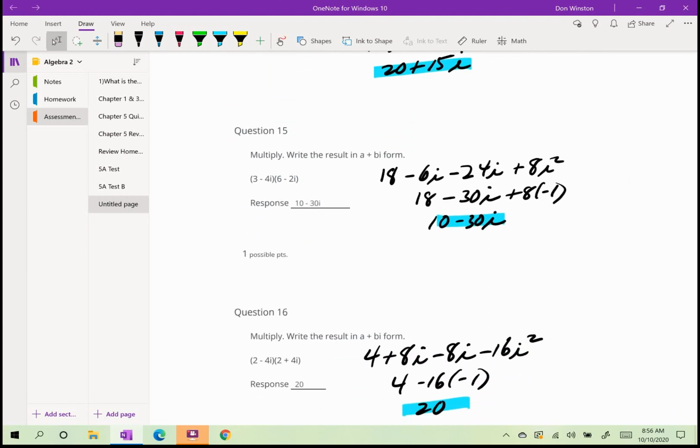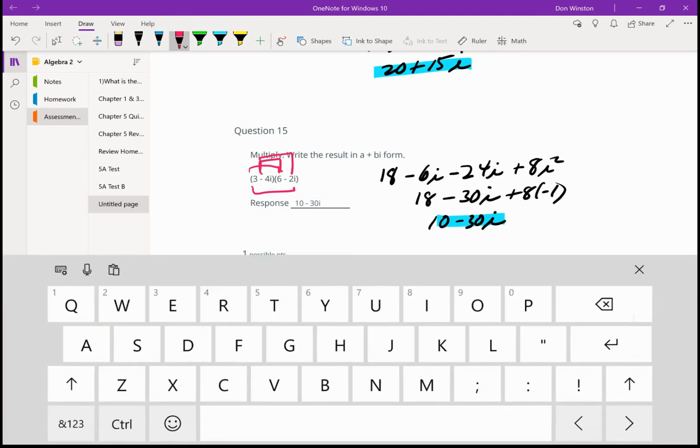In here we FOIL. So 3 times 6 is 18. 3 times negative 2i is negative 6i. Negative 4i times 6 is negative 24i. And then negative 4i times negative 2i is a positive 8i squared. But i squared is equal to negative 1. And so we have 18 minus 8, which is 10. And then minus 30i. Negative 6i minus 24i is negative 30i.